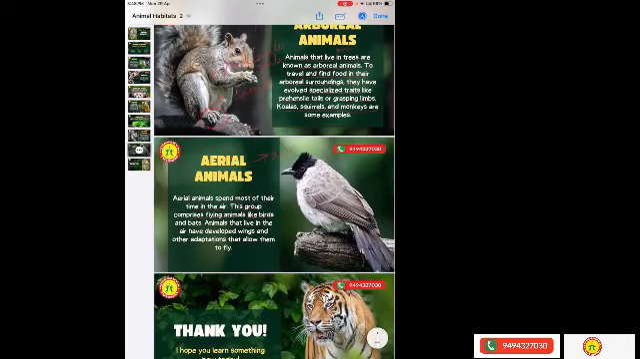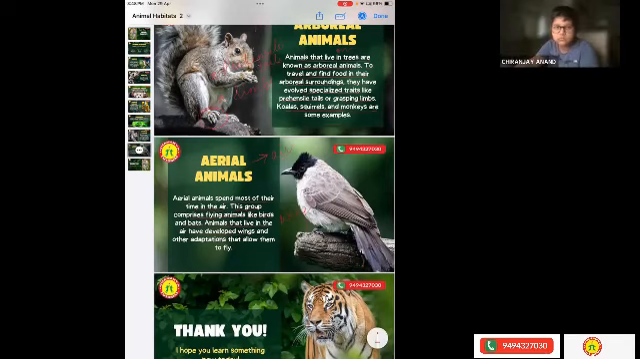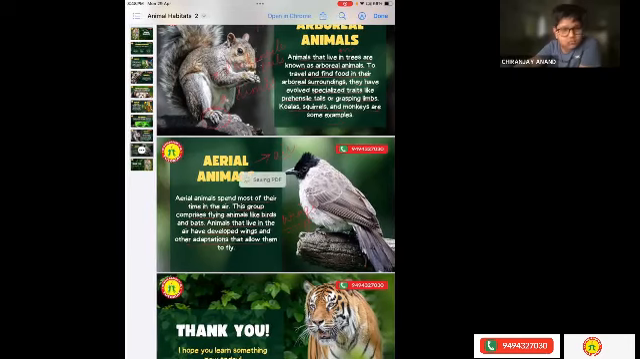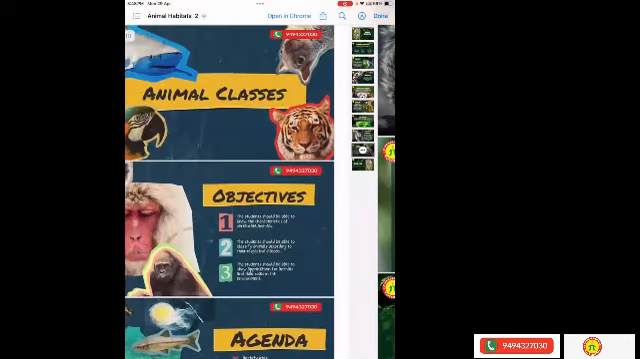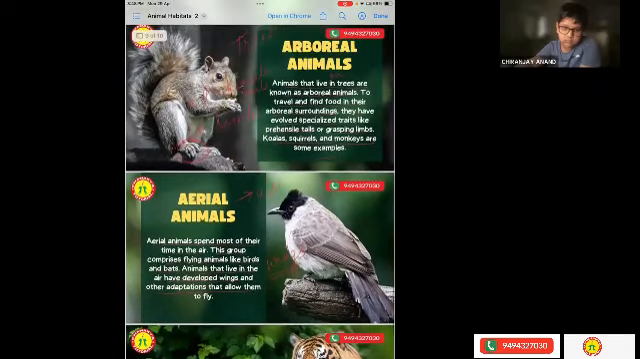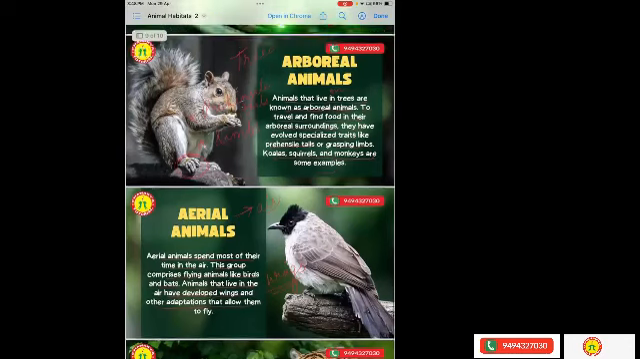Animals that live in the air have developed wings. So how are they able to move? They are able to because of their wings and other adaptations that allow them to fly. So mostly they have wings, and because of the wings, they are able to fly. So these are the different types of habitats which we have learned today: terrestrial, amphibian, aerial. Right?